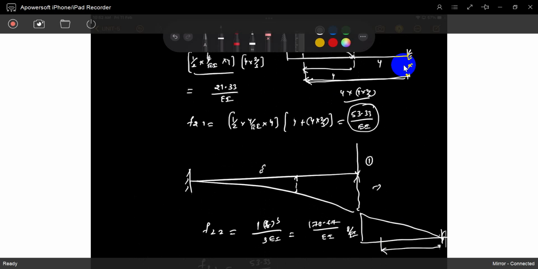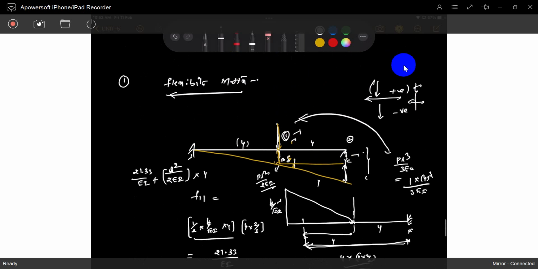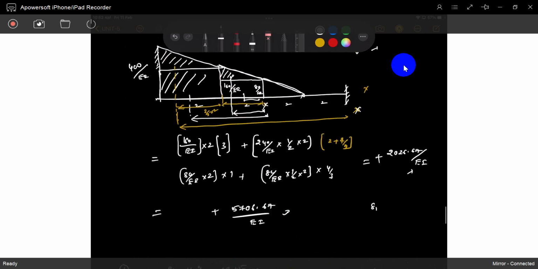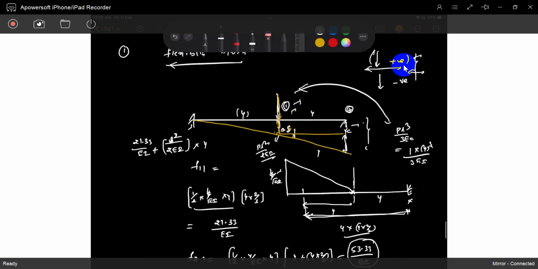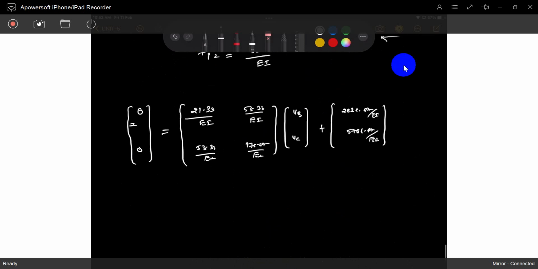Downward is positive. Second, downward is positive. Everything, you have taken downward as positive. Previously also, you took downward deflection as positive. So now you can find out VB and VC. Every time EI, you can cancel it very easily. No need to find it out, so directly you can find VB and VC.